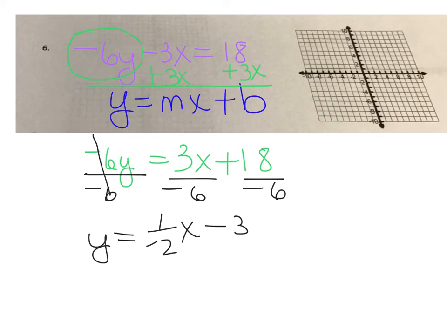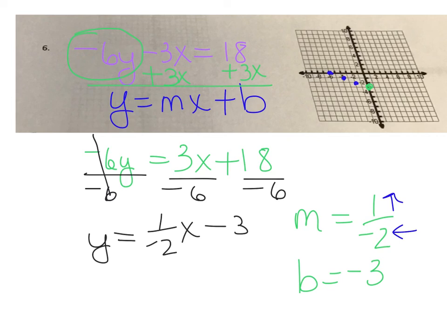So if you did this problem correctly, you should have your m is 1 over negative 2, and your b was negative 3. So when I go to graph it, I go to the y-axis, I go down to negative 3, and I put a point, so it's in green. And then my slope is 1 over negative 2, so that means I'm going to rise 1, and I'm going to go left 2. So from my green point, I'm going to go up 1, left 2, up 1, left 2, up 1, left 2.